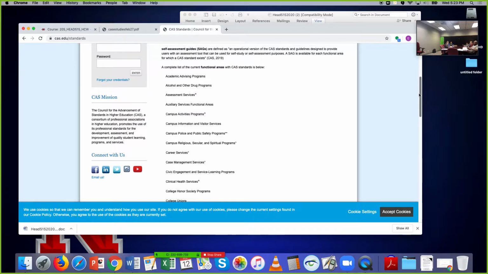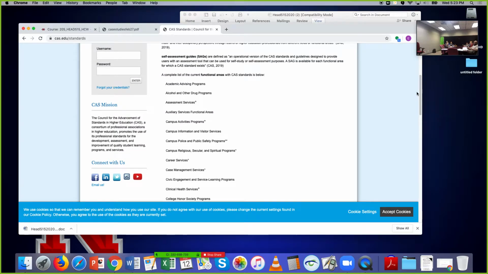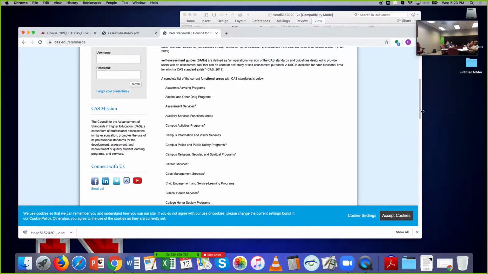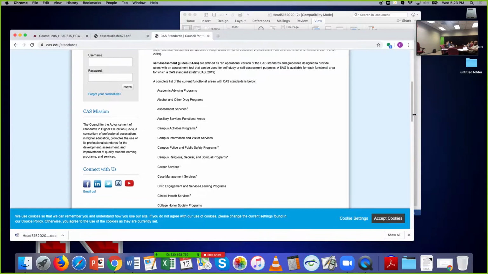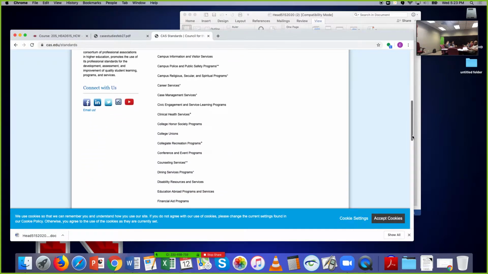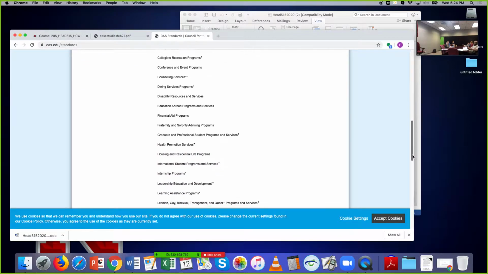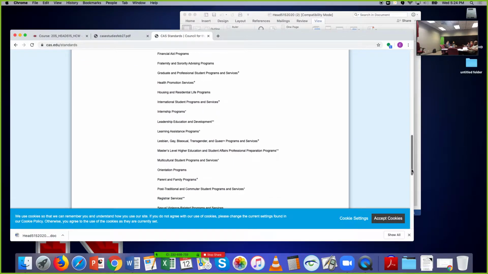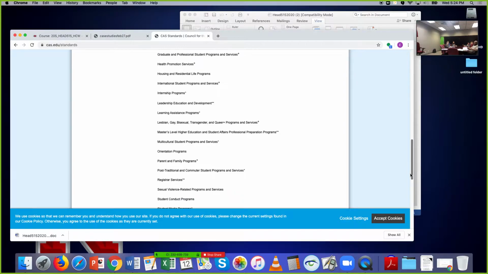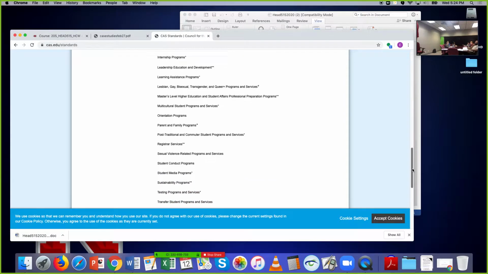This is a listing of all the different functional areas that CAS standards have been developed for. And you can pretty much see, it's every functional area of service you can almost think of within a university, from tutoring to master's level educational programs. One of the things I'm going to do is a CAS study on what they recommend for student affairs in higher education professional programs, all the way down to veteran services.